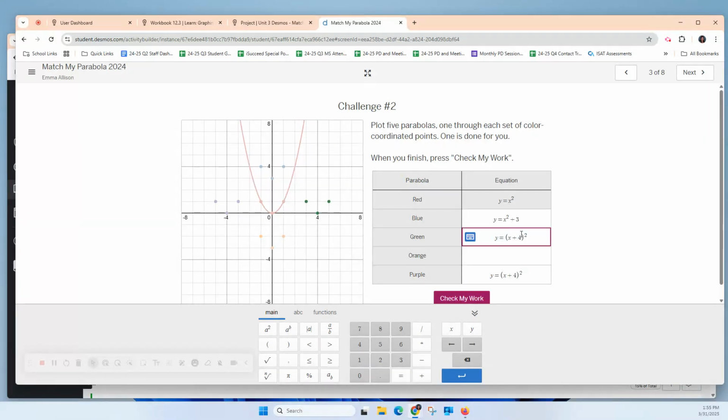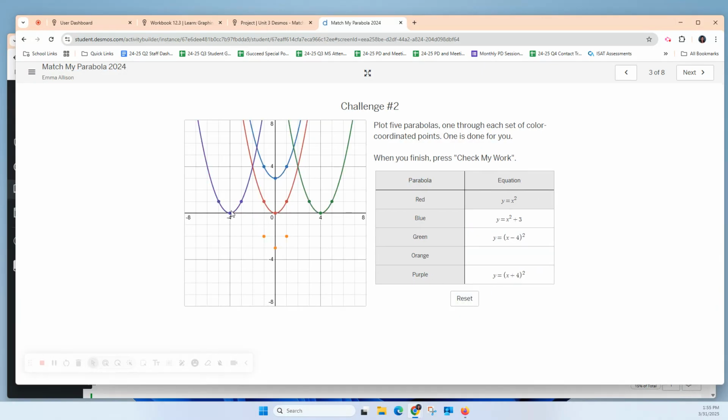And since we're talking about opposites, since green has to be positive 4, we're actually going to write x minus 4, and then we have both of them. So there's my purple and my green. So just remembering that inside of that is the opposite. So for the +4, I put in a negative, and for the -4, I had to put in positive. Okay.